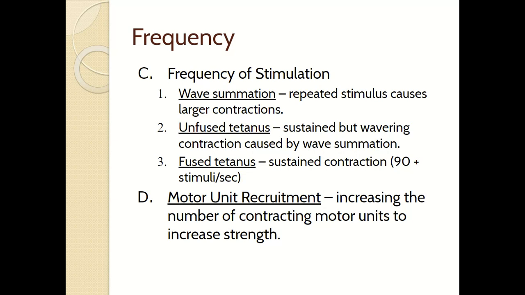The other way we can control the strength of our muscles, besides how often we stimulate them, is called motor unit recruitment. This is where we decide how many motor units we want to activate. If you remember, going back to a previous lecture, we said that a motor unit was one motor neuron and all of the different muscle cells that it controls.